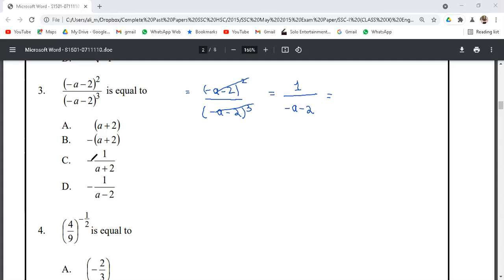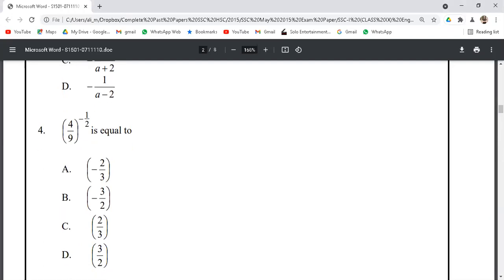So the correct option for this question, we can take minus sign common from this denominator. So we will get -1, and denominator will become a plus 2. So the correct option for this question number 3 is option C. So let's see question number 4.